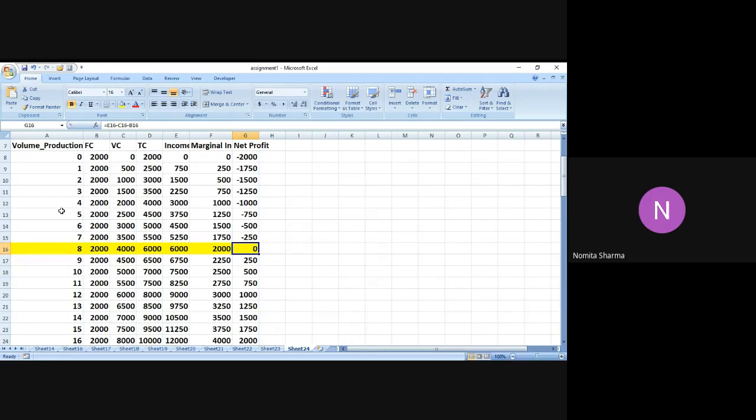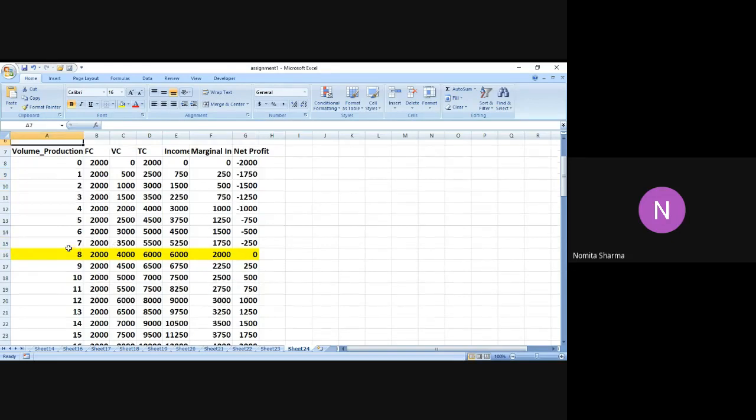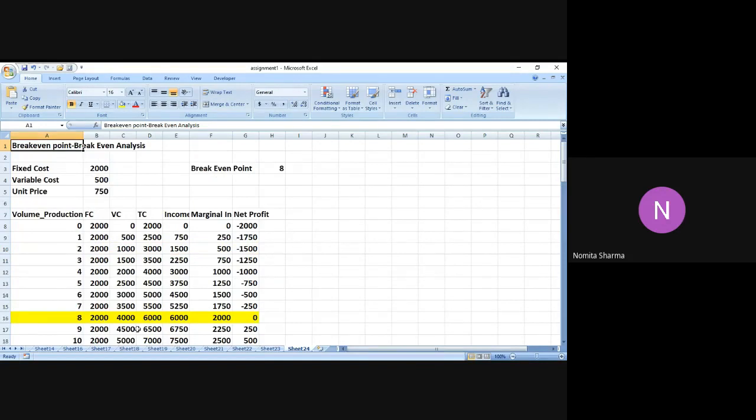Because as long as we are not generating any profit, this 2000 is our loss. 1750 is a loss. 1500 is a loss. That is why it is showing this net profit as a negative number, right? So that is how we did this to actually find out the break-even point. But please be careful about small mistakes that we may make in writing the right cell address, and you get the right answer there and then.